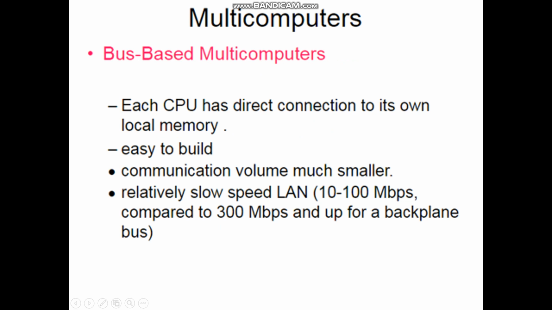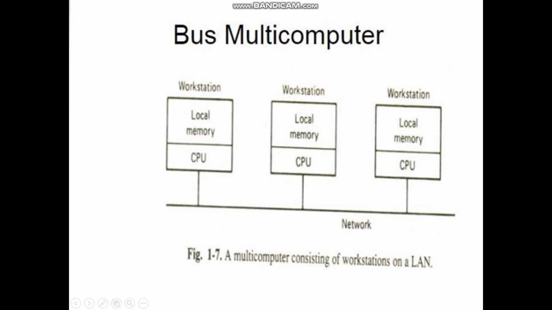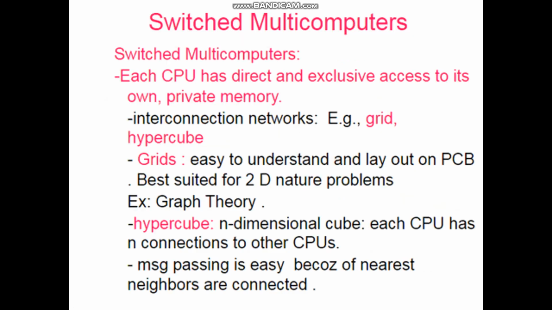The next category is multicomputers, which is classified as bus-based and switch-based multicomputers. First, we'll see about bus-based multicomputers. In this category, each CPU has direct connection to its own local memory. This method is easy to build and communication volume is much smaller and also it has relatively slow speed LAN. This is the design of multicomputer which has multiple workstations which is connected through common bus. The next category is switched multicomputers.